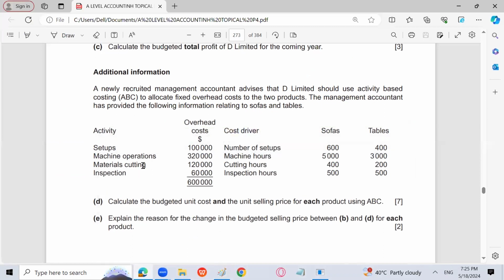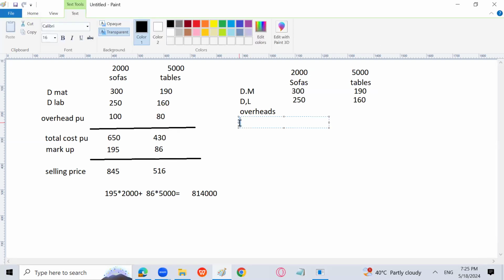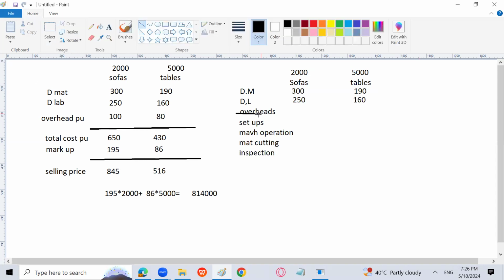So setups, machine operation, material cutting and inspection. So let's write it down. Setups, then machine operation, material cutting and inspection. So we'll write over here. Let's do it under a heading, because now overheads are going to be a head, because there are 4 types of overheads in the same 6 lakh amount. The amount will remain the same.